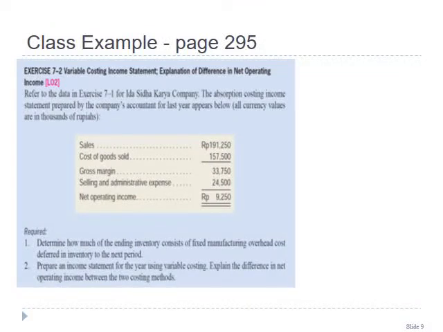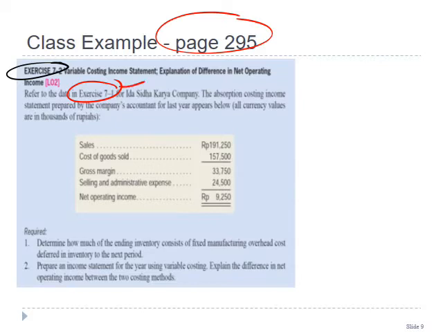Before going to the reconciliation part, I have taken exercise 7.2 on page 295. I just want you to pause the video, but this question is basically the continuation of exercise 7.1. So just pause the video, remember the data from our exercise 7.1 and try to find out the requirement. Okay, let's do that. The requirement first is determining how much the ending inventory consists of fixed cost overhead deferred in inventory in the next period.